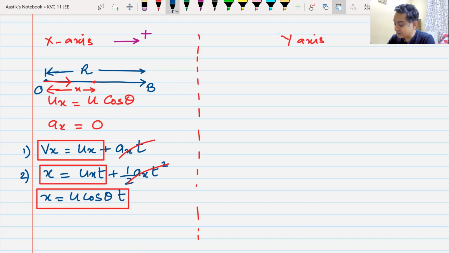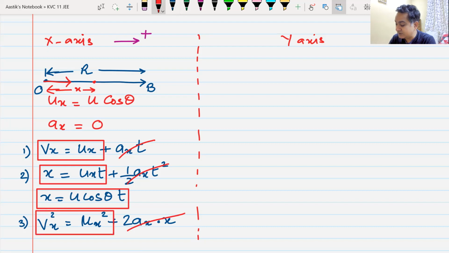If you want, I can write the third equation as well. The third equation will be Vx square equals ux square plus 2 times acceleration along x multiplied by x. But you know that this is 0. So again, you end up with the same equation. So equation number 1 and equation number 3 are exactly similar because Vx and ux are the same, because acceleration along x-axis is 0. Do we understand this?